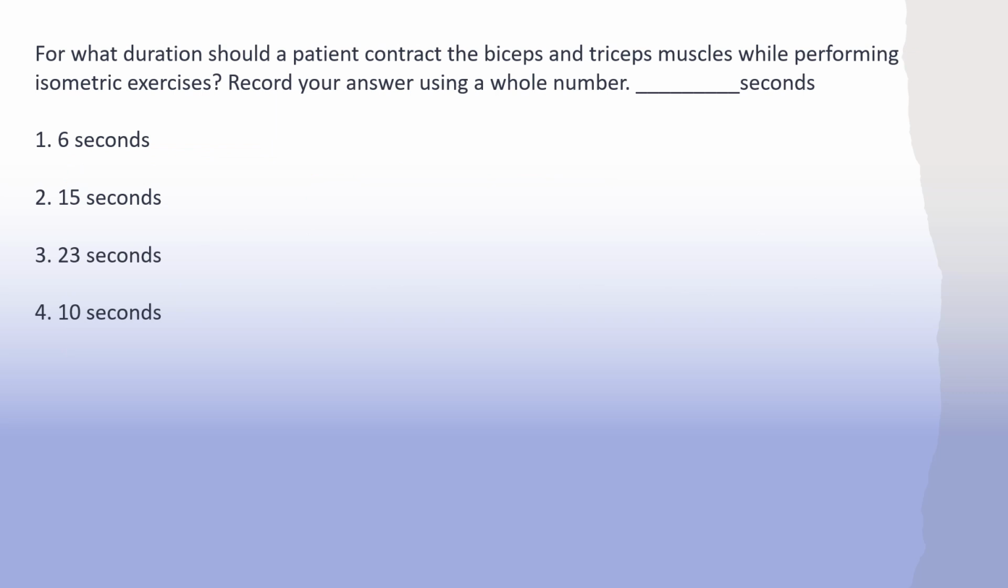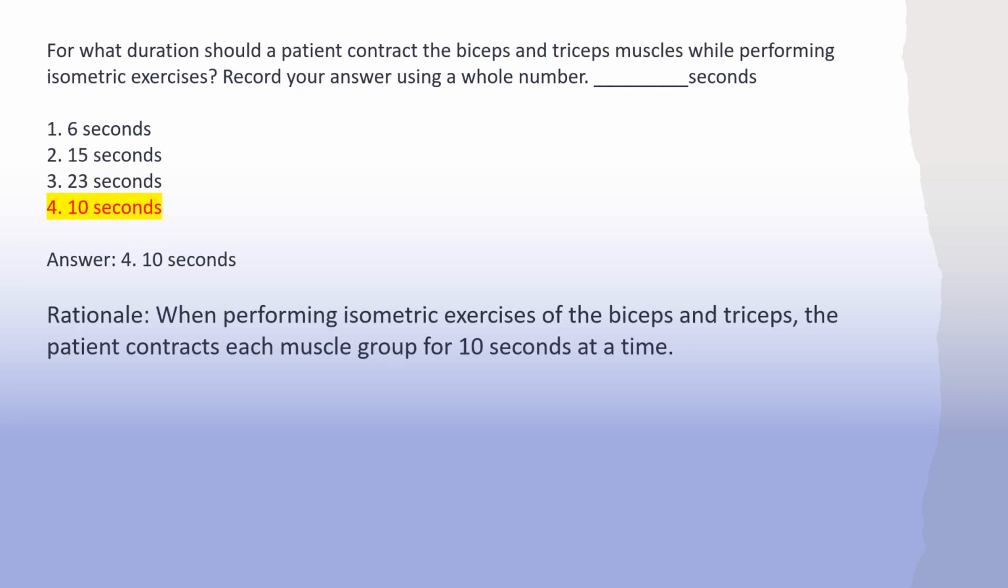For what duration should a patient contract the biceps and triceps muscles while performing isometric exercises? Record your answer using a whole number. Blank seconds. 1. 6 seconds. 2. 15 seconds. 3. 23 seconds. 4. 10 seconds. Answer. 4. 10 seconds. Rationale. When performing isometric exercises of the biceps and triceps, the patient contracts each muscle group for 10 seconds at a time.